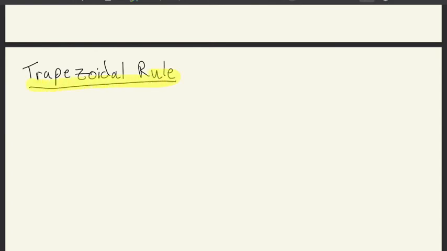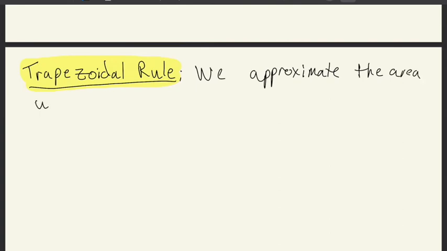So the first numerical integration technique that we will cover is the trapezoidal rule. So with the trapezoidal rule, we approximate the area using trapezoids. I know that you did not see that coming. You probably thought circles.